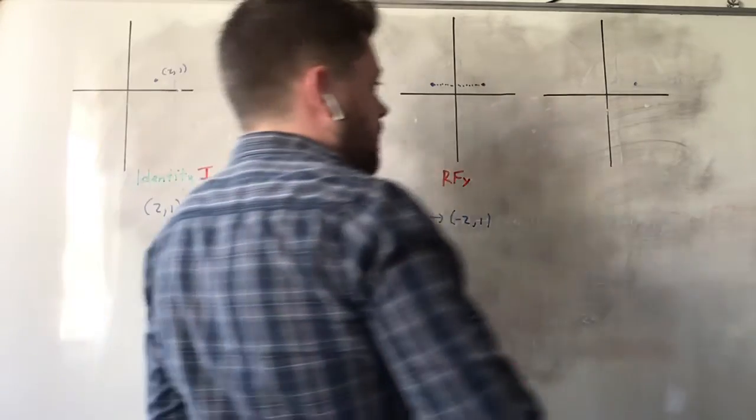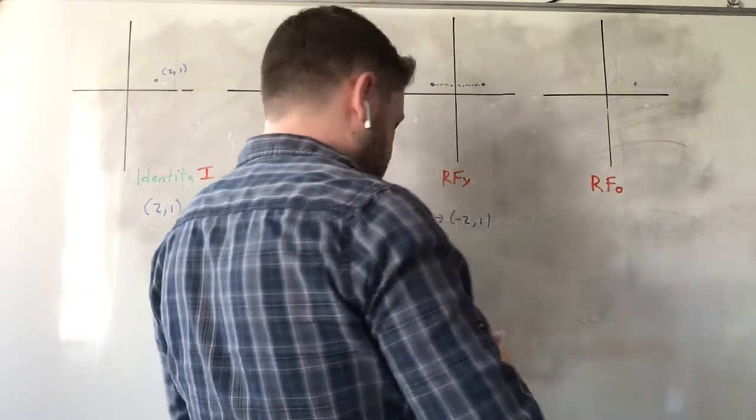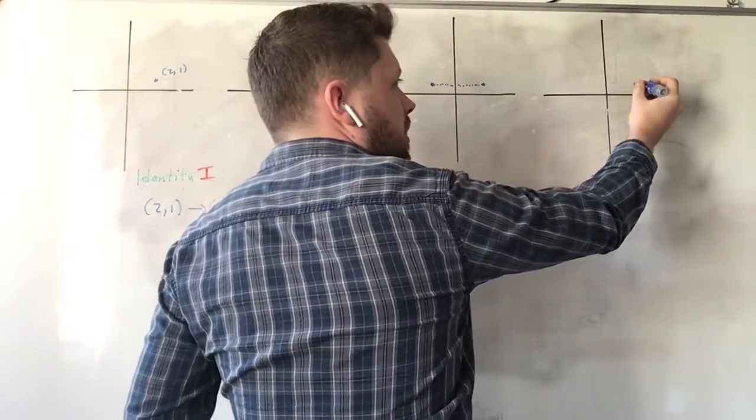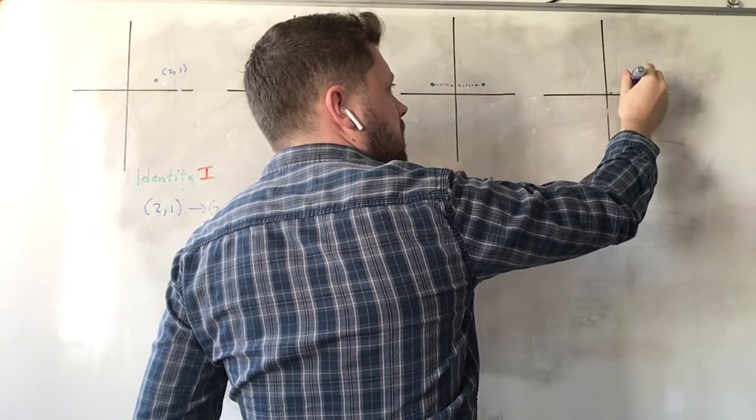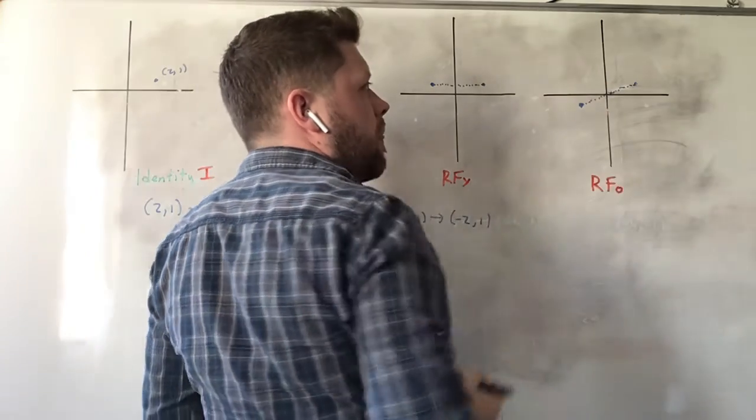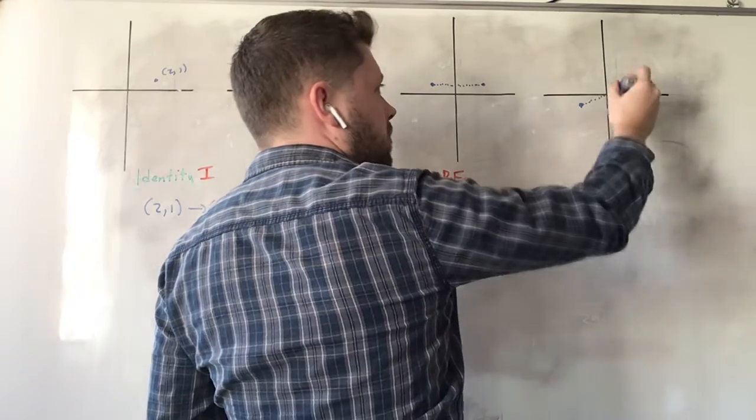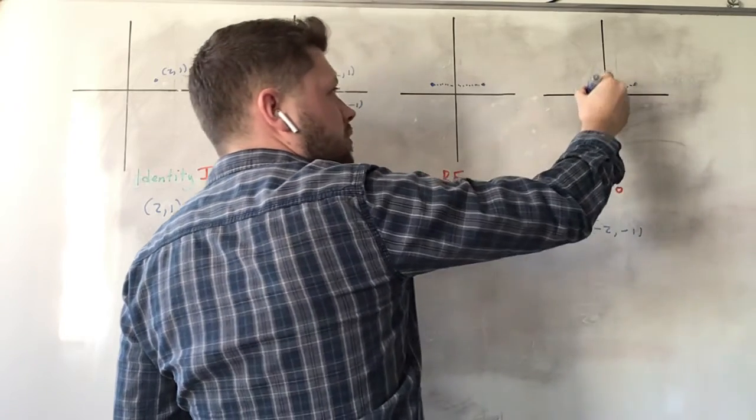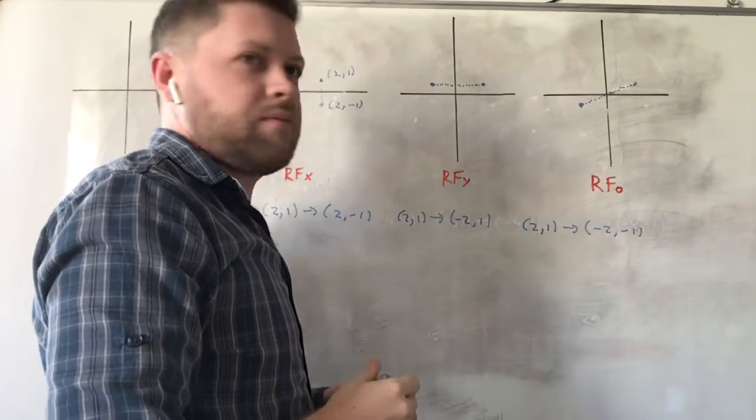Okay? And the last possibility, we'll call this RF0. This is reflection in the origin. So I take my point 2, 1 and I walk it over to the origin. And then I walk the same distance the other side. Okay, so in this instance, the point 2, 1 gets transformed to the point minus 2, minus 1. Okay, it's underneath the x-axis and cross over in the negative x.